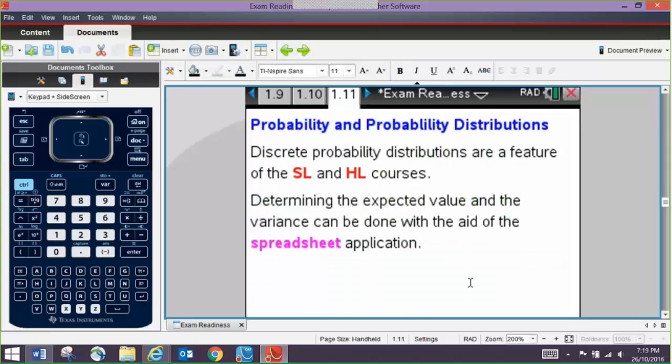Okay, so another feature that perhaps is underutilised is for probability and probability distributions. So these come up in both the standard level and higher level courses, and one of the things that I like to show the students is that you can actually use the spreadsheet application to do your expected value and variance for a probability distribution, a discrete distribution.